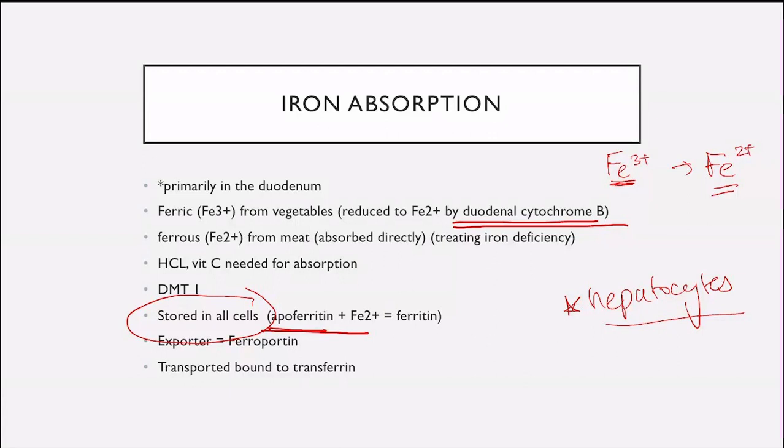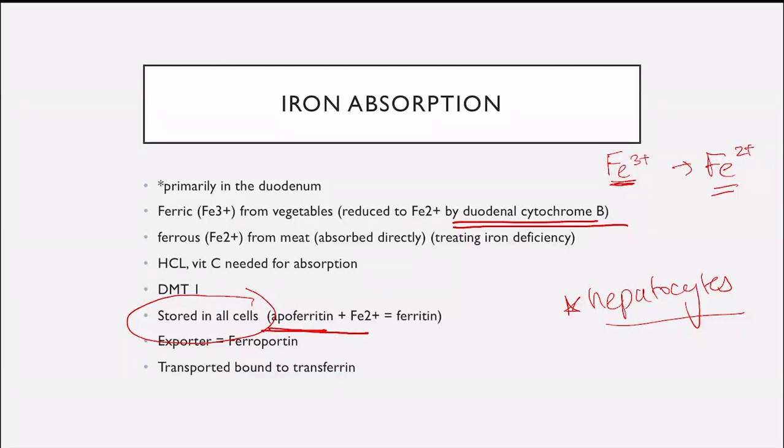Now you may ask, why do we need to combine it with apoferritin? Because there's this thing called the Fenton reaction, and if you have free iron, it's going to cause the generation of harmful free radicals that are degradative inside cells. So it's stored as ferritin. And then we're going to talk about ferroportin. This is iron stored as ferritin here.